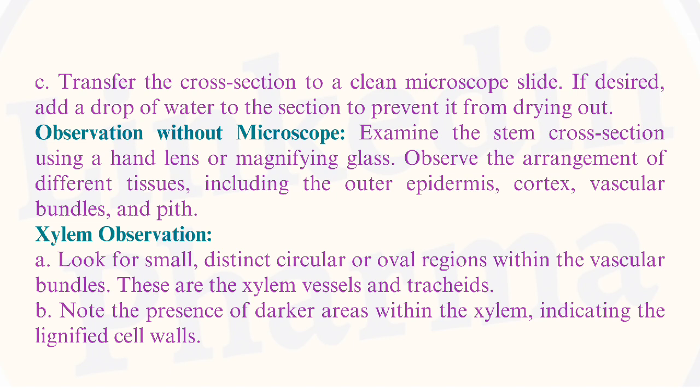Xylem observation. A. Look for small, distinct circular or oval regions within the vascular bundles. These are the xylem vessels and tracheids. B. Note the presence of darker areas within the xylem, indicating the lignified cell walls.